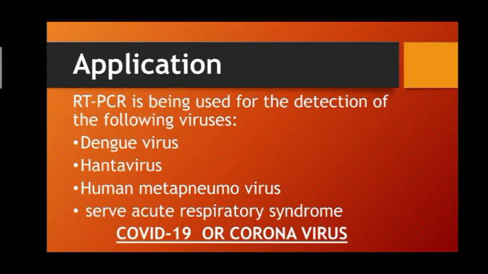Now, RT-PCR is famous for diagnosing COVID-19 or coronavirus infection. The whole mechanism of the process is the same as RT-PCR. Here, the individual is positive or negative. How would we know that one person is positive or negative? By using the method of RT-PCR.